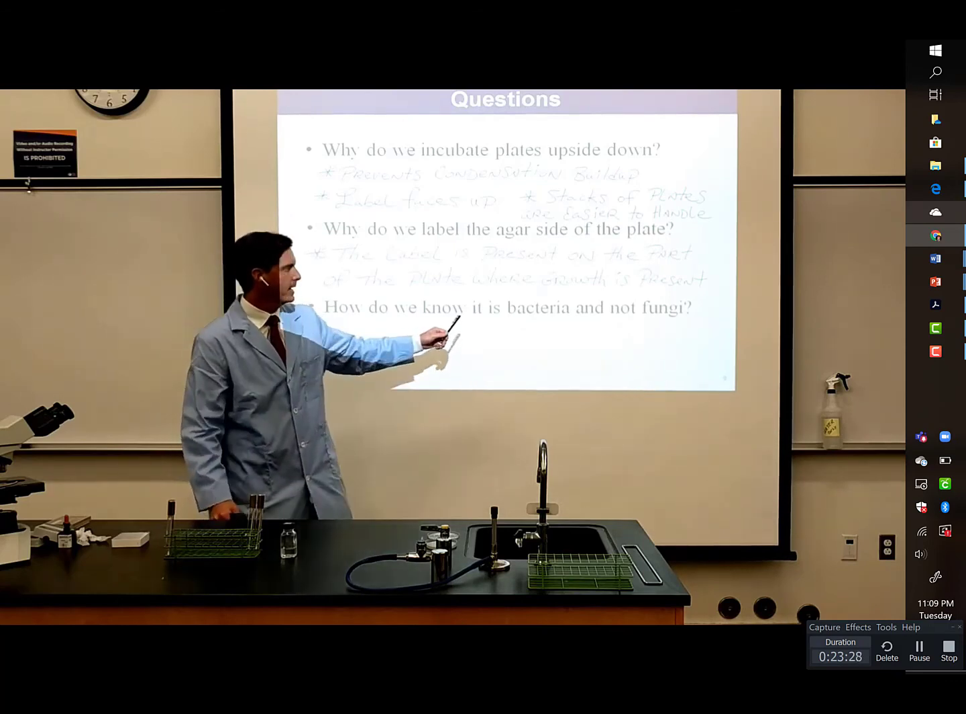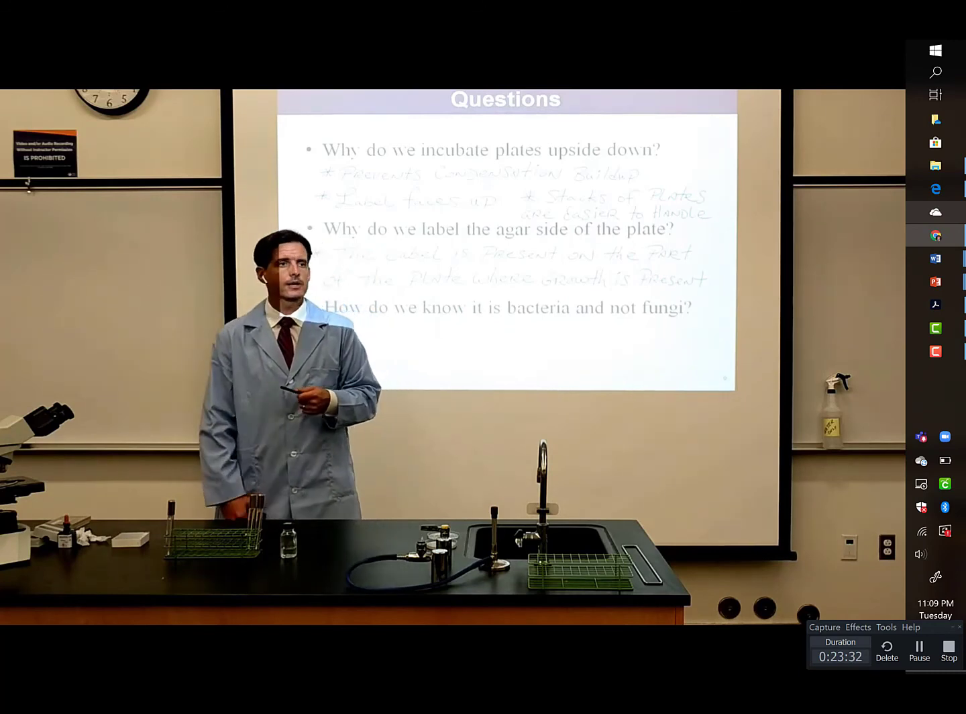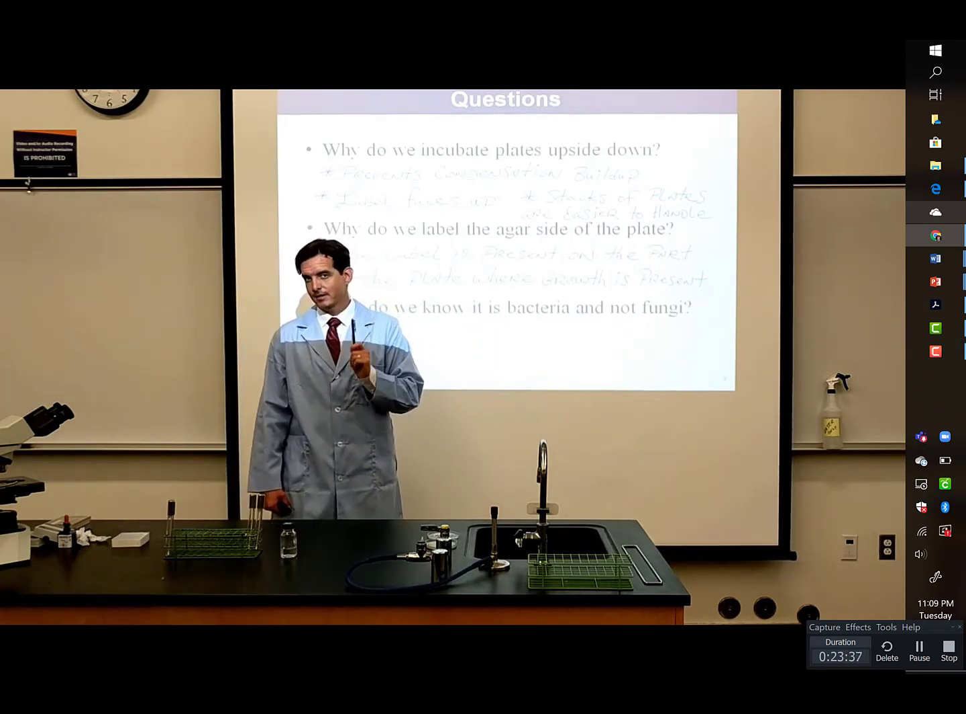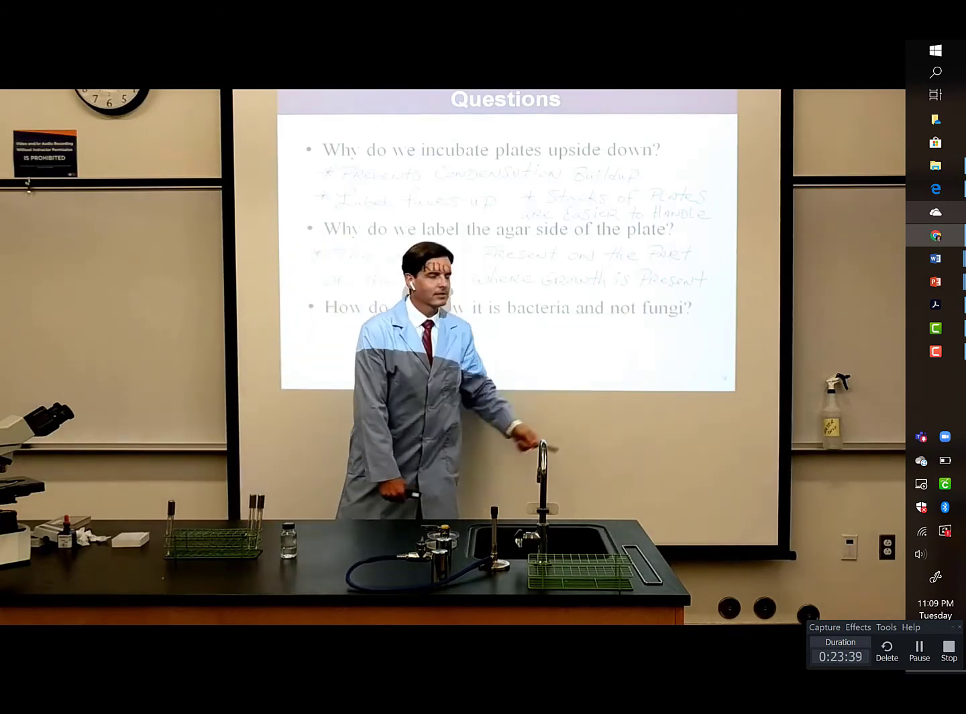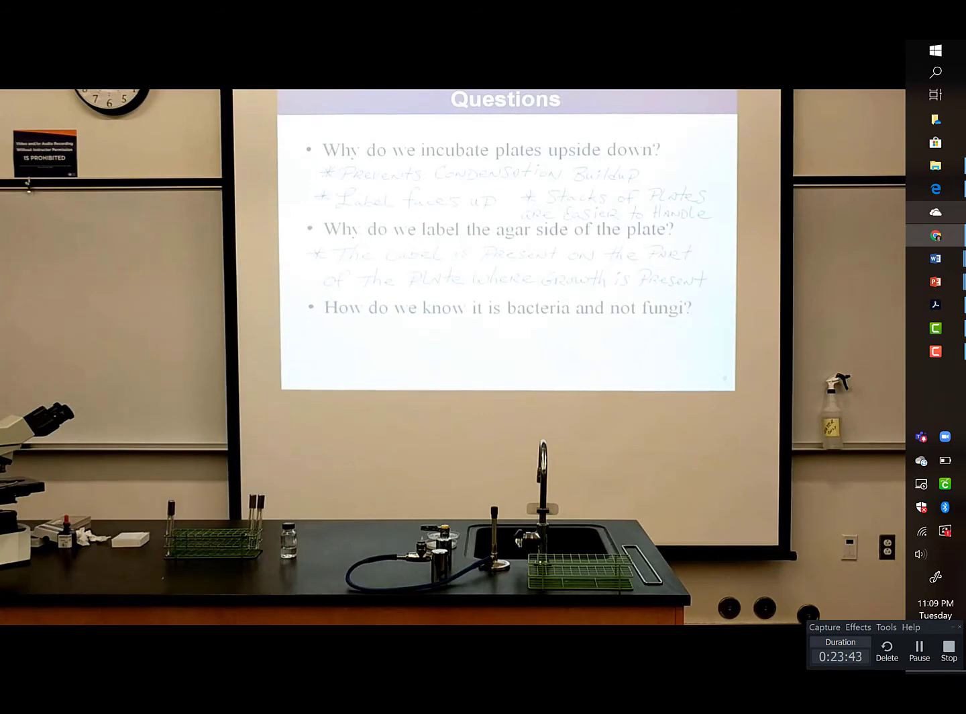And so bacteria can grow faster than fungi, and bacteria grow better at 37 degrees Celsius. Fungi actually grow better at room temperature for the most part. Some fungi can grow well at body temperature, but the vast majority of them do not grow as well at 37 degrees, especially the environmental ones.